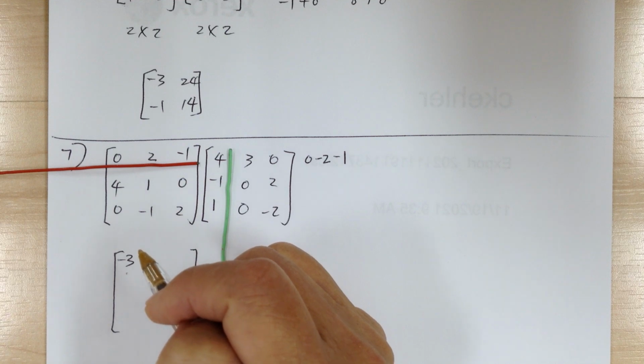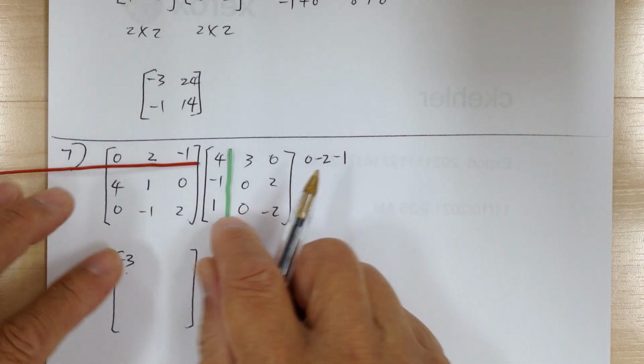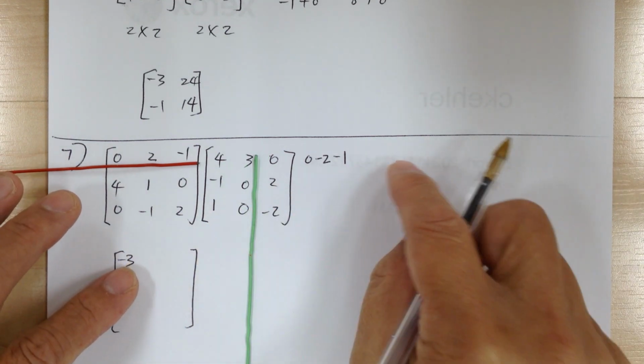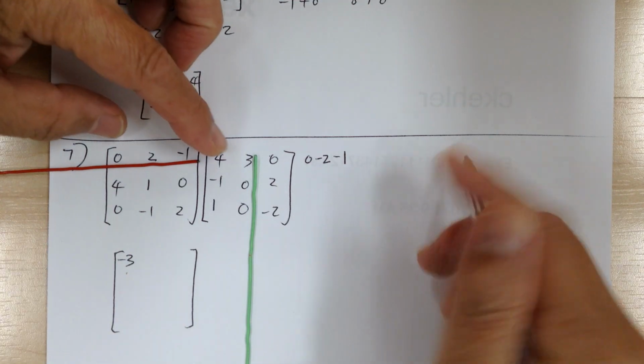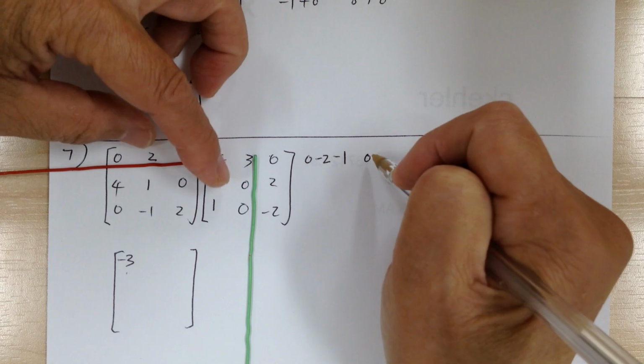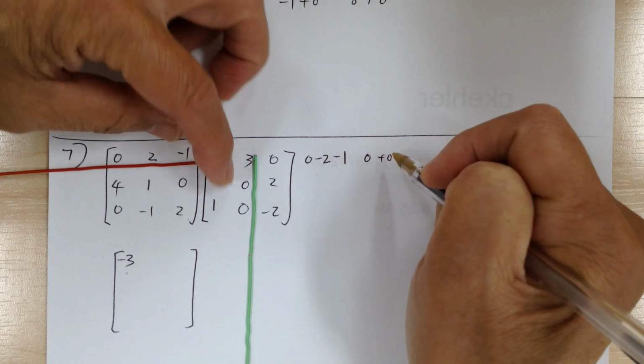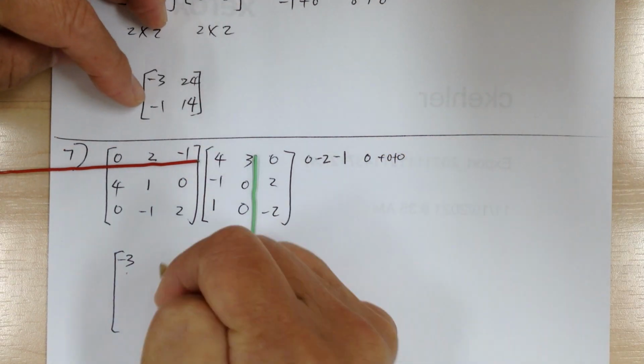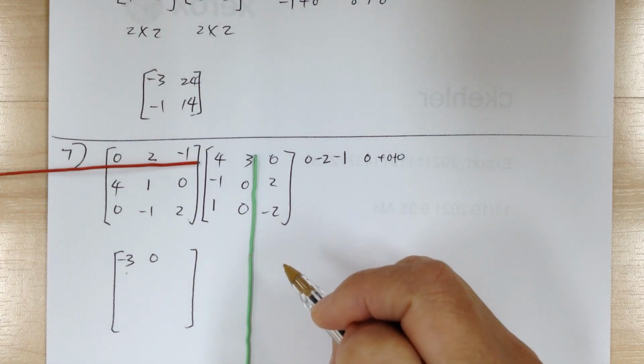And next one, let's go to the second column. So first row, second column. You're going to get 0. Like 0 times 3 is 0, 2 times 0 is 0, negative 1 times 0 is 0. So it'd be 0 right over here.